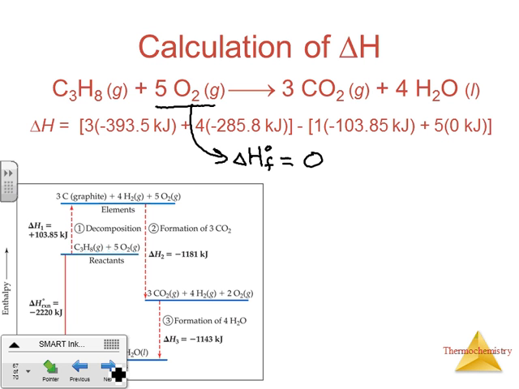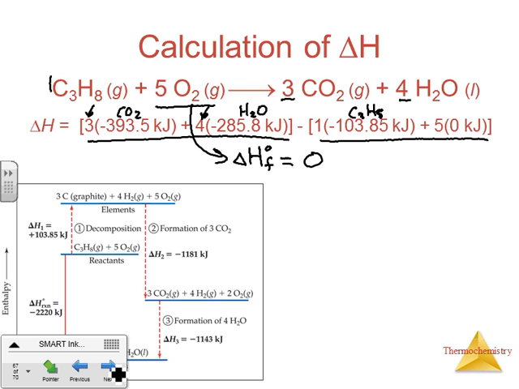To calculate the delta H for this one, we take the sum of the products. These are the products right here: the heat of formation for the CO2 and the heat of formation for the H2O. We multiplied those by 3 and by 4 because those are the coefficients in the equation. Then we subtract the reactants. There's a coefficient of 1 there, so we just multiply this heat of formation for the C3H8 by 1.